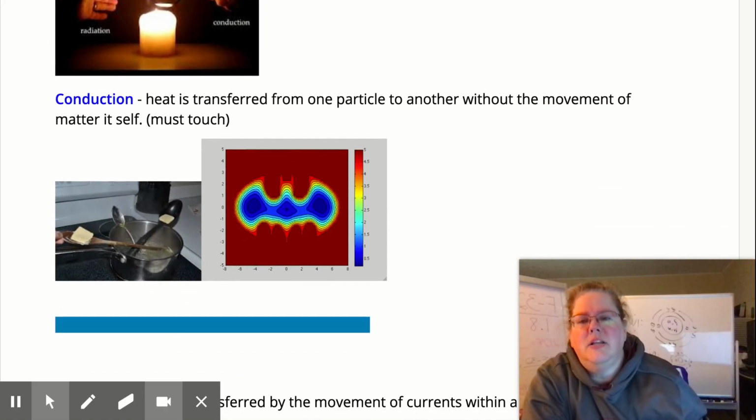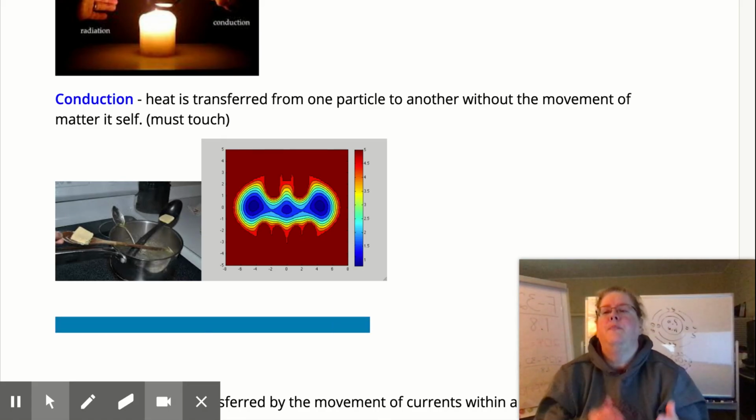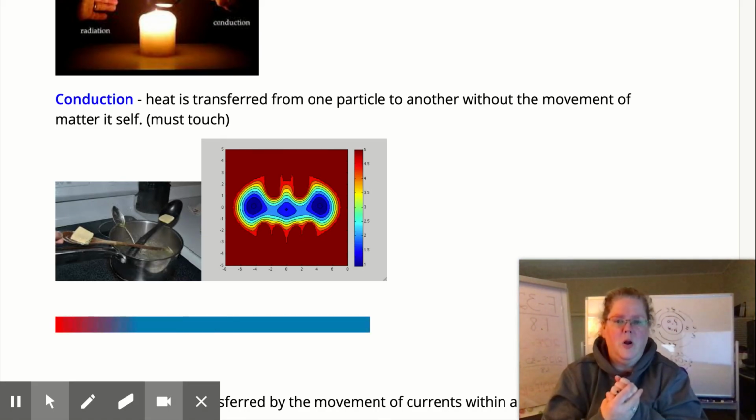So conduction, really quick review. Heat is transferred from one particle to another without the movement of matter itself, but you must be touching. So if you touch something that's warm, you are, through conduction, gaining that heat.